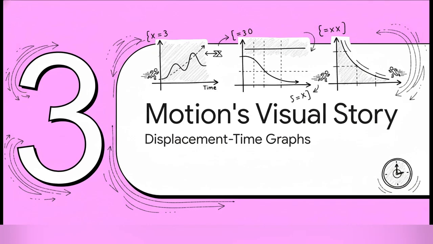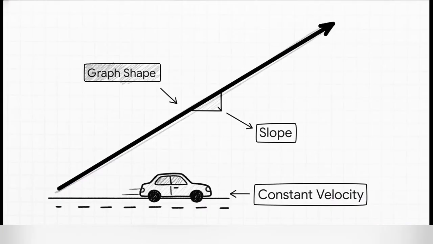Because displacement-time graphs, they're awesome. They tell the whole story of an object's journey, all in a single picture. And the shape of the line? Well, that's everything. Let's start with the absolute easiest one, zero acceleration. On a displacement-time graph, this is just a perfectly straight line. And why is that? Well, the slope of this graph is the velocity. So if the slope isn't changing, if it's a straight line, then the velocity isn't changing. No acceleration. This is the picture of our s equals at plus b equation.